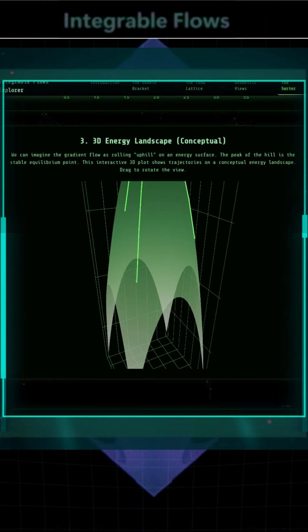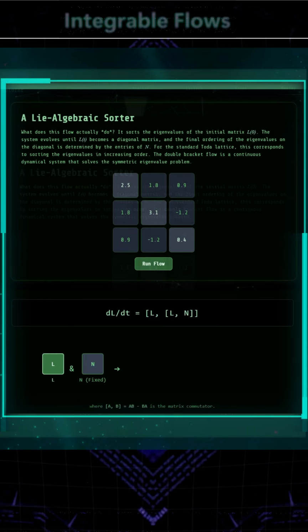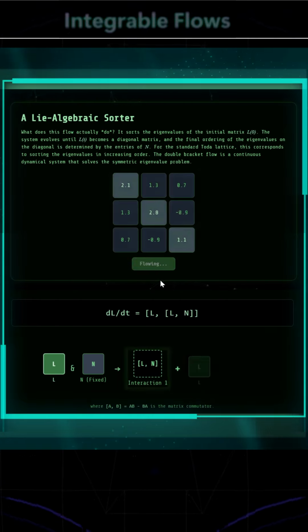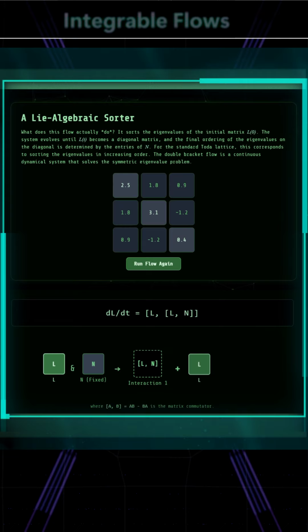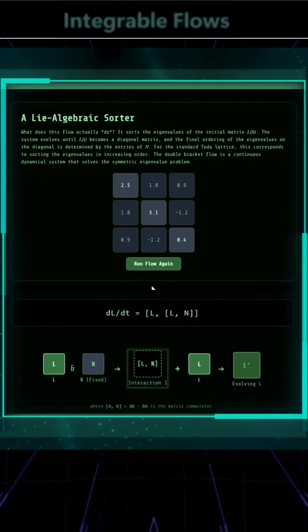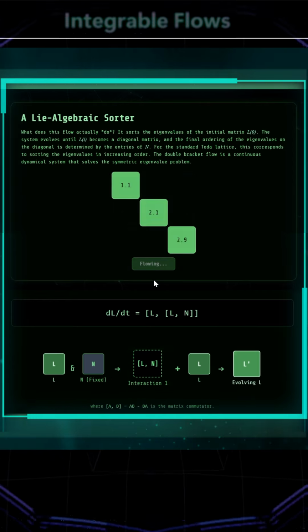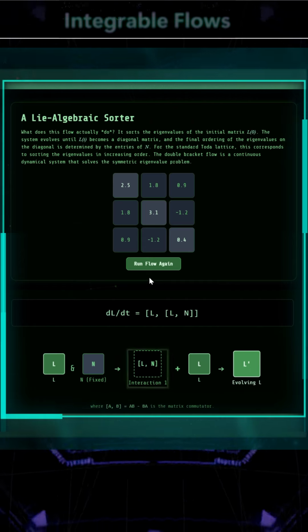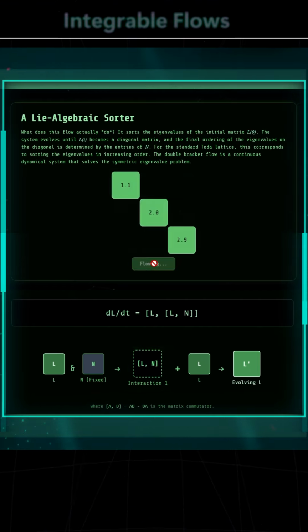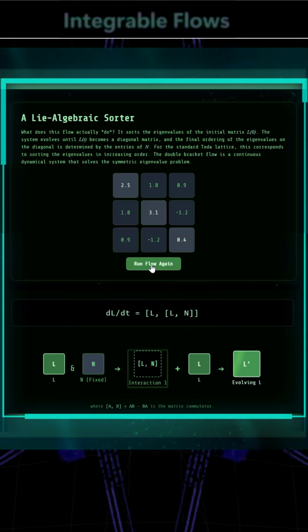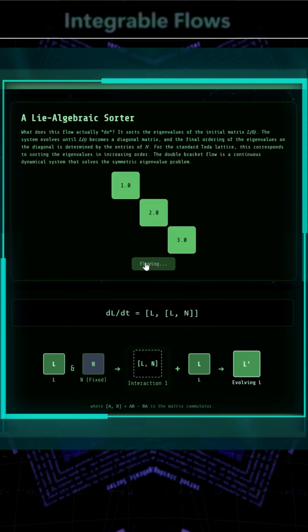What does this flow actually do? It sorts the eigenvalues of the initial matrix L(0). The system evolves until L(t) becomes a diagonal matrix, and the final ordering of the eigenvalues on the diagonal is determined by the entries of N. For the standard Toda lattice, this corresponds to sorting the eigenvalues in increasing order. The double bracket flow is a continuous dynamical system that solves the symmetric eigenvalue problem.